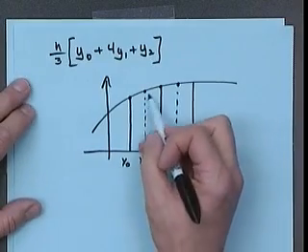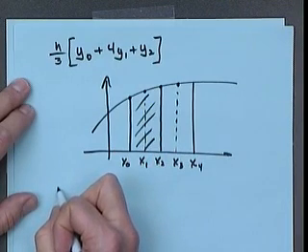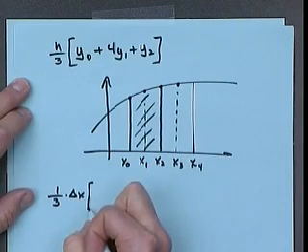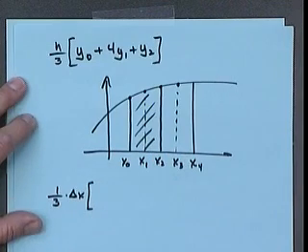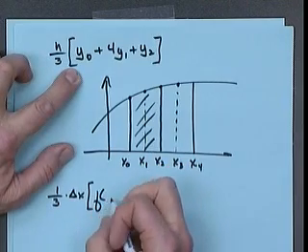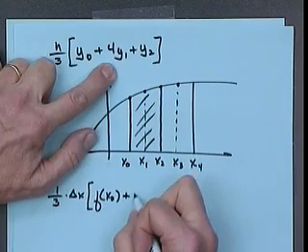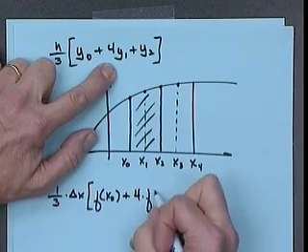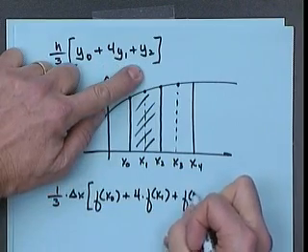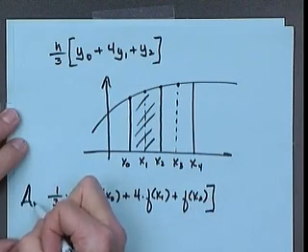So for our first region, it's going to be h, which is going to be delta x. So h over 3 becomes 1/3 delta x. y0 is f of x0. 4 y1s, there's our first region. Okay?